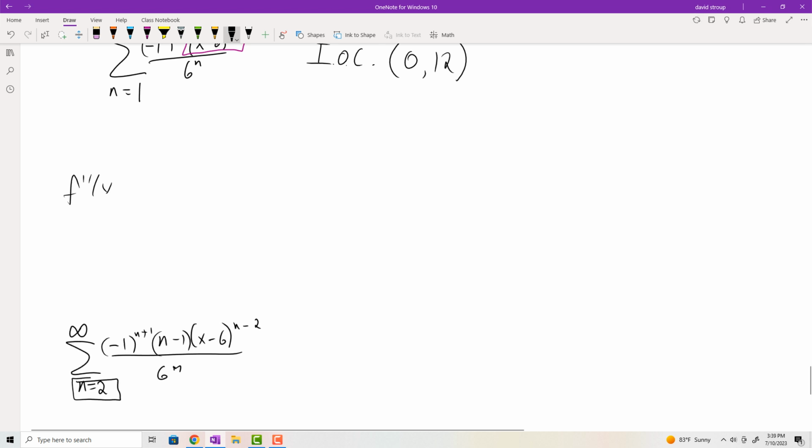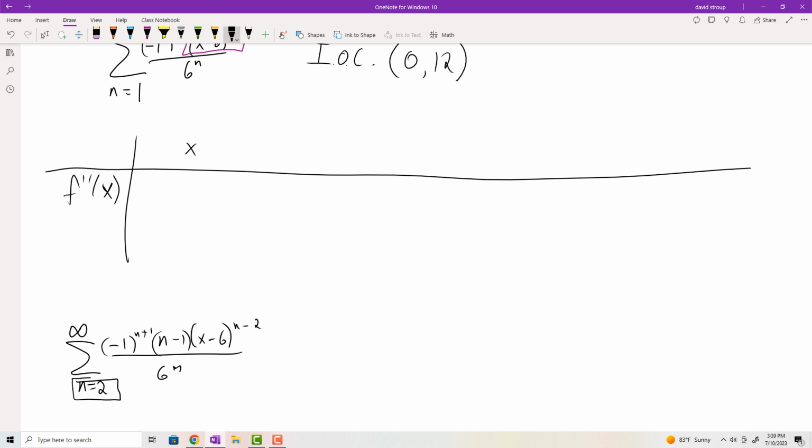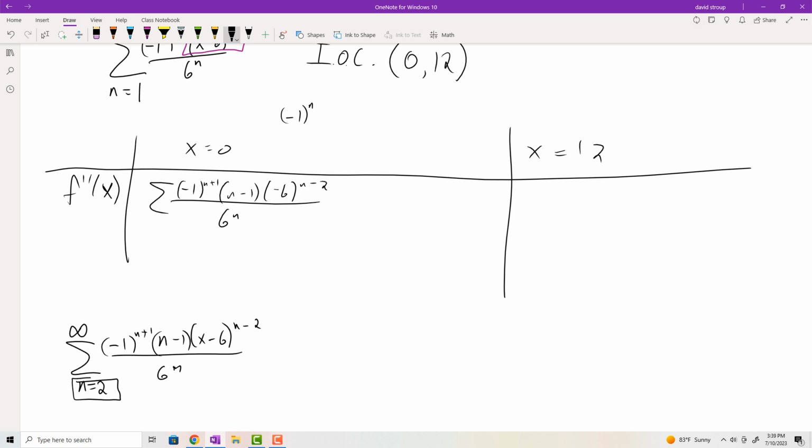Wait, this guy's f double prime. Again, I'm checking the endpoints x equals 0 and then x equals 12. When x is 0, I get the sum (-1)^(n+1) times (n minus 1) times (-6)^(n minus 2) all over 6^n. So again, I want to get rid of this (-6)^(n minus 2). So what do we got? (-1)^(n+1). And if you split the (-6)^(n minus 2) up into pieces, it's (-1)^(n minus 2) times 6^(n minus 2), right? So this will be (-1)^(n+1 plus n minus 2), which is 2n minus 1, times 6^(n minus 2). So (-1)^(2n) times (-1)^(-1) times 6^(n minus 2).